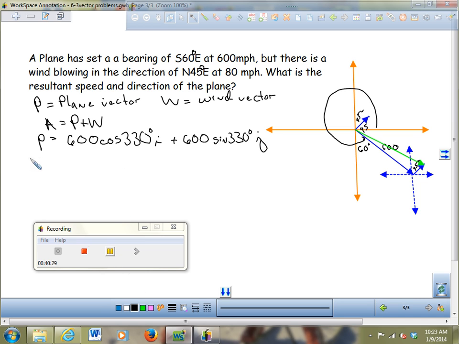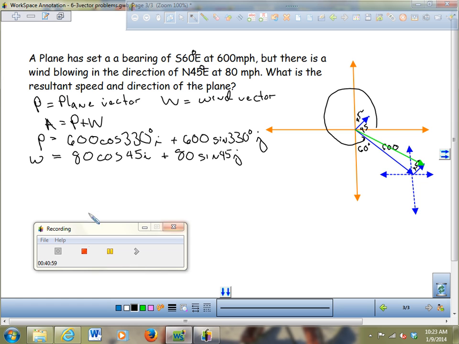And my W vector is going to look like 80 cosine, and this one's just 45, right? Because it's going out from the x-axis. So it's 80 cosine 45 in the i direction plus 80 sine 45 in the j direction.